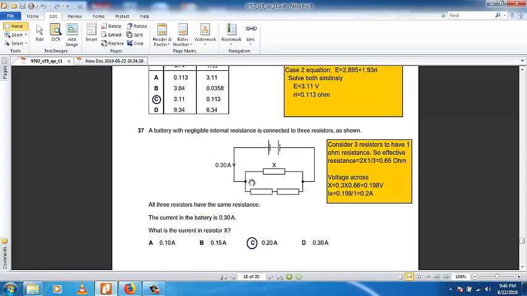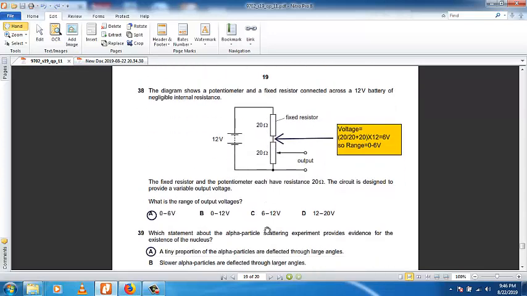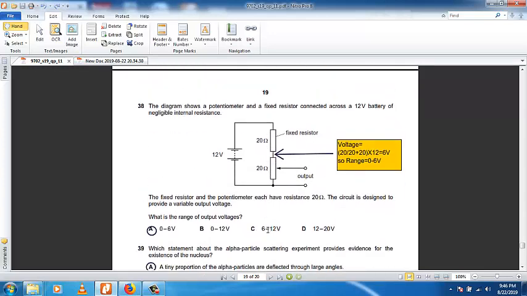So the voltage across X, or across these 2 points, would become V equals IR. I is 0.3 and R is 0.66, so it becomes 0.198 volts. So the current becomes I equals V over R. V is 0.198 divided by R, which is 1 ohm, which means 0.2. So C is that.